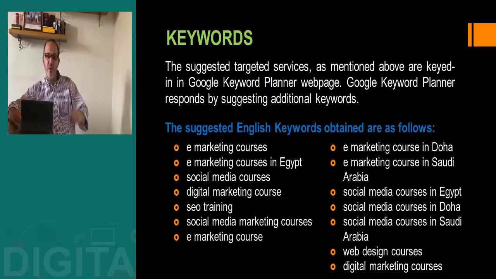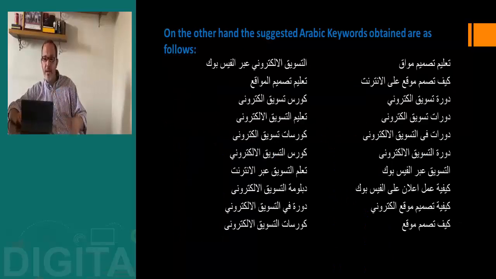And this is for just one service that we've picked, which is training. So these are the suggested keywords from the Google Keyword Planner. And of course, Google Keyword Planner is based on analytics, based on history, based on what the users are looking for, and similar keywords in this industry. So you have to know exactly which industry you are in and which business you are in. And then those are the Arabic suggested keywords too.